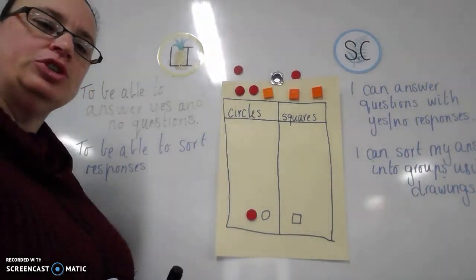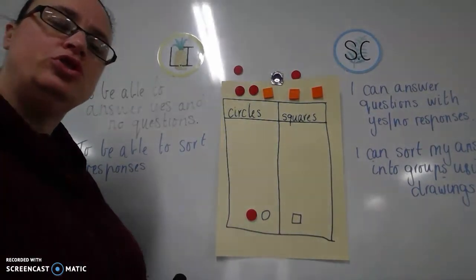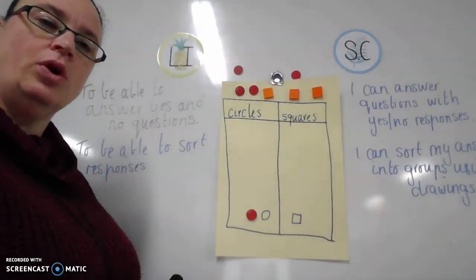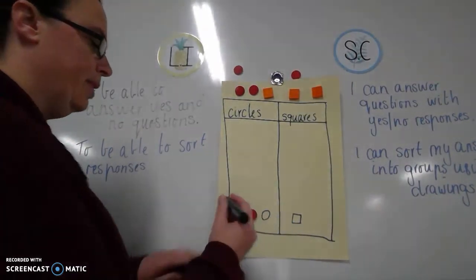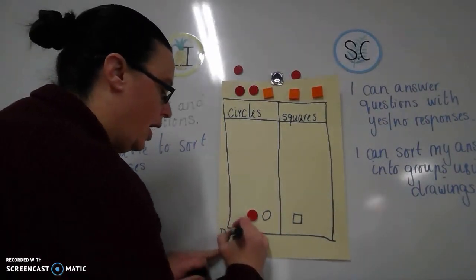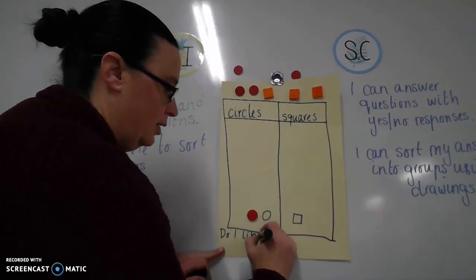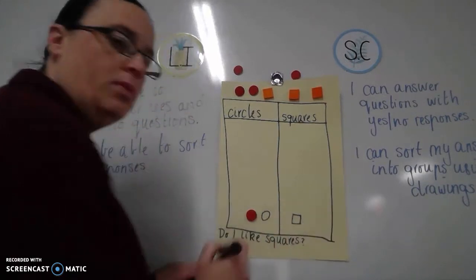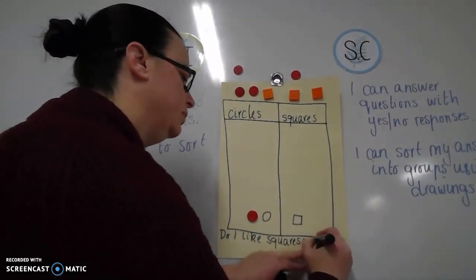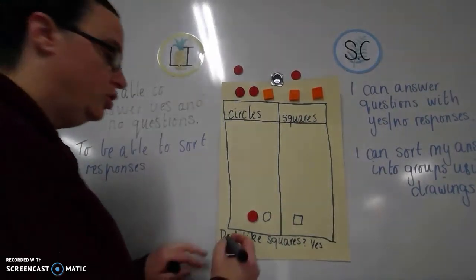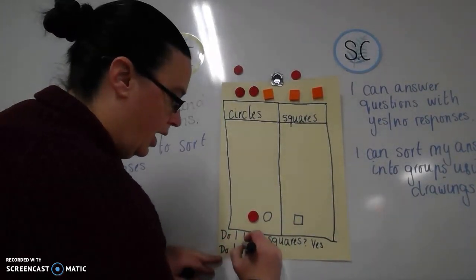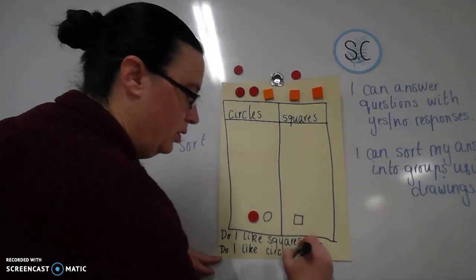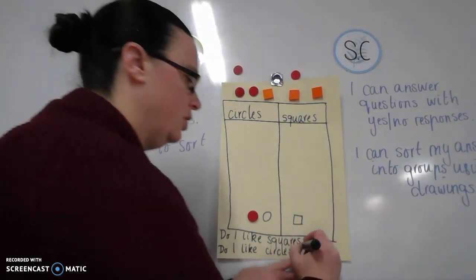So the next thing I want you to do is you're going to tell me, do you like circles? Yes or no? Do you like squares? Yes or no? And you're going to write these on your paper. Do I like squares? Yes, I do like squares. Do I like circles? Yes, I do like circles.